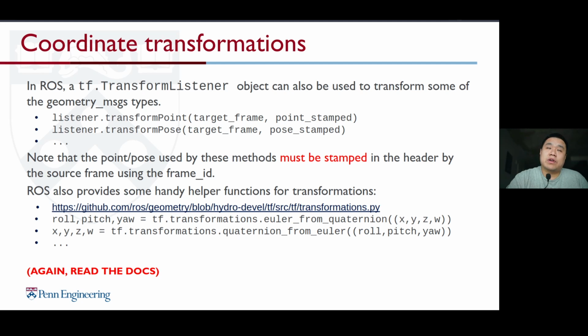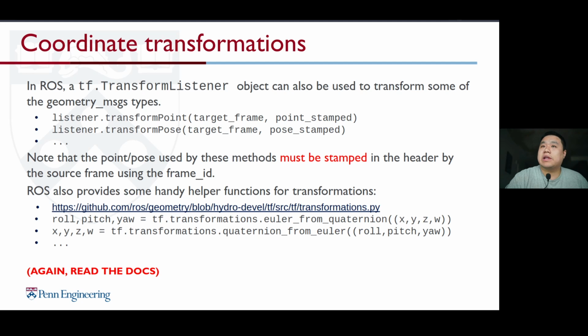Note that a very important point is that the point and pose messages used by these methods must be stamped in the header by the source frame using the frame_id field. If you don't have that, then TF doesn't have any information on what frame the point is currently in, so it's going to throw an error.